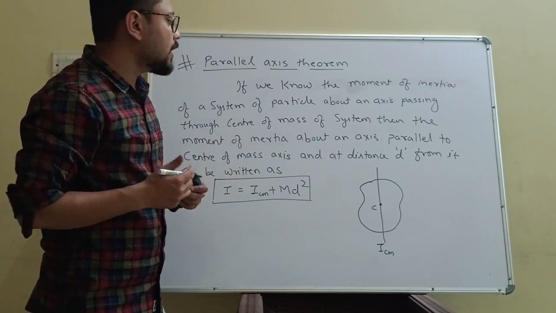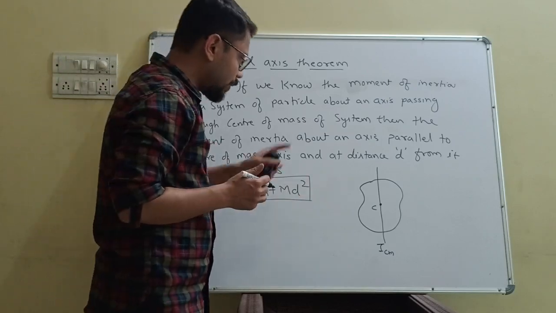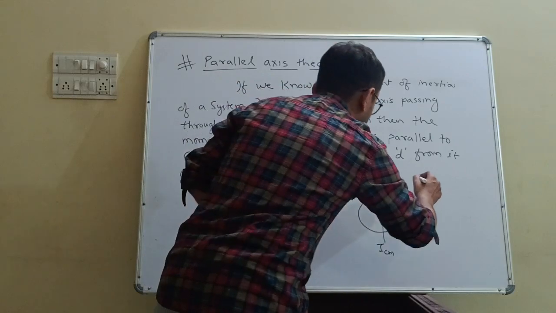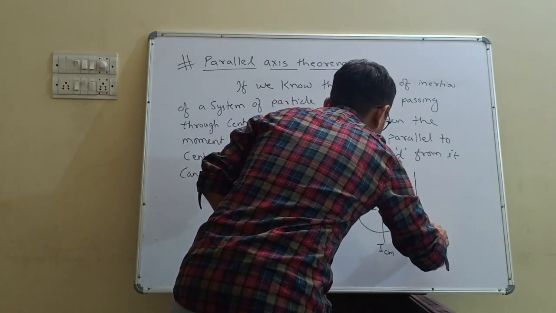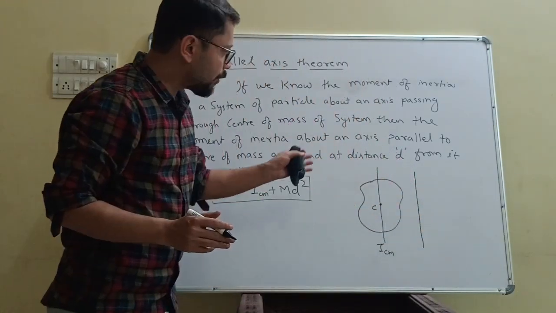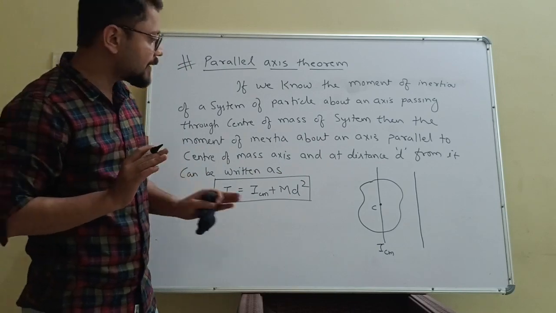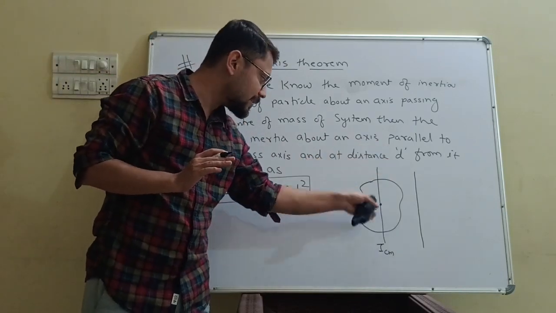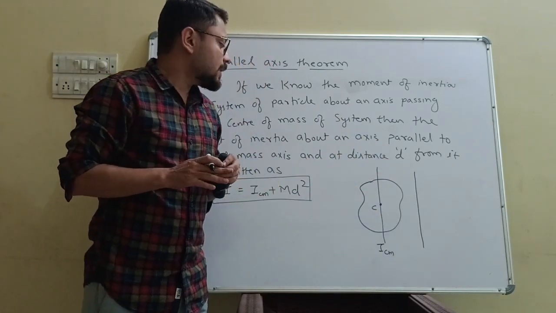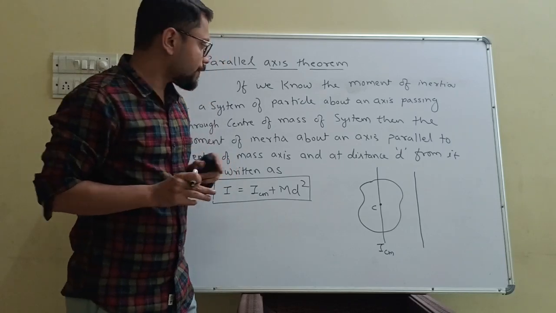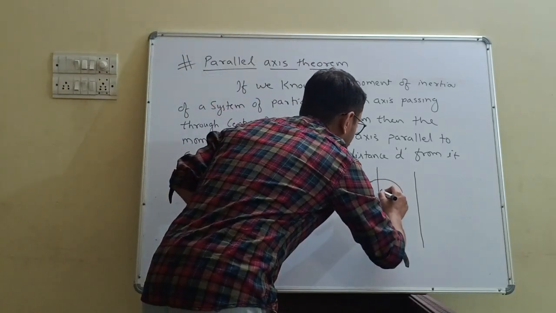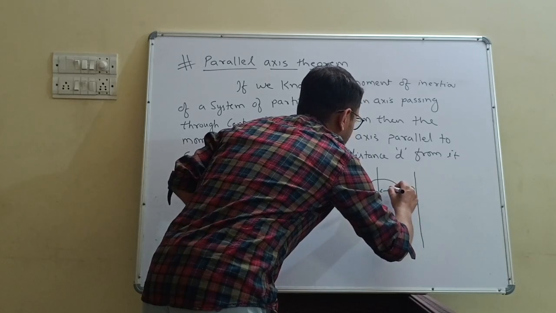Now I want to write the moment of inertia of the same body about an axis. It is not necessary that the axis has to be within the body. It can be outside the body. The only condition is it has to be parallel to the axis passing through the center of mass of the body. And I should know the distance between these two.